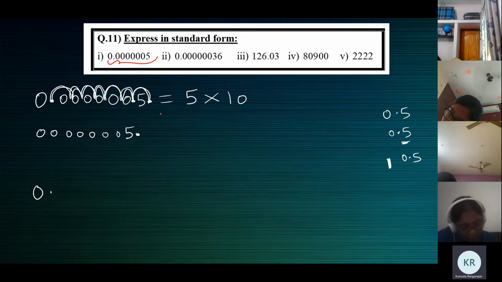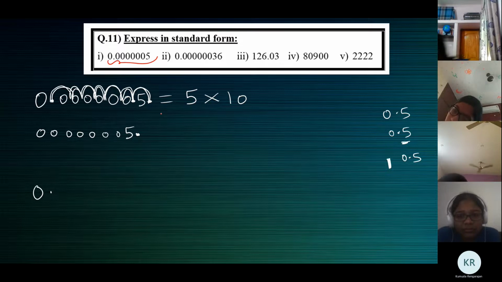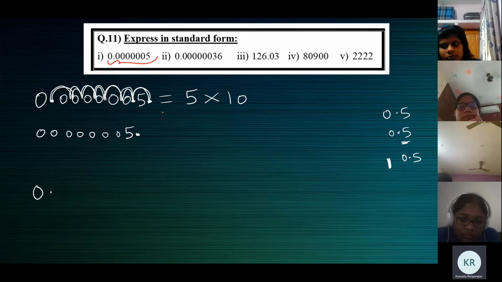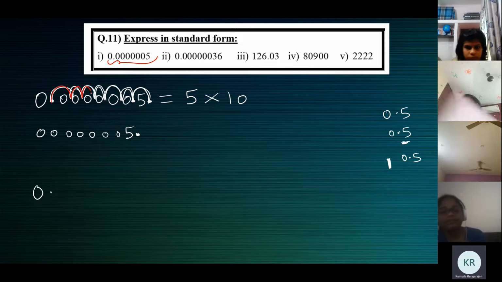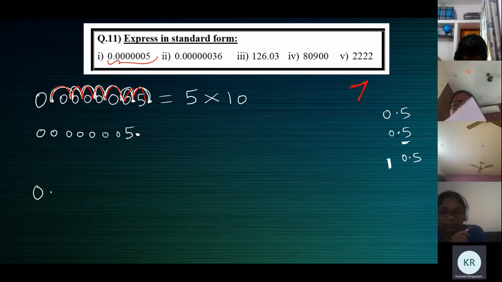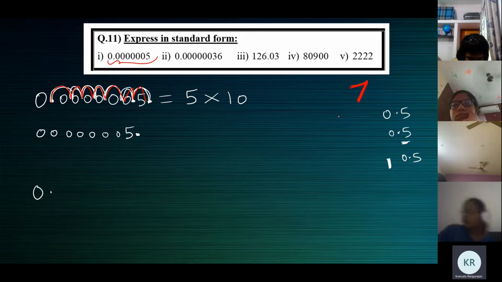And the value of the power depends on the number of places you have shifted the decimal point. That number of places will be the value in the power. Either it will be positive or negative, depending. Now, how many places have we shifted? 1, 2, 3, 4, 5, 6, 7 places. We have shifted the decimal point by 7 places. Now the question is, should we write +7 or -7?